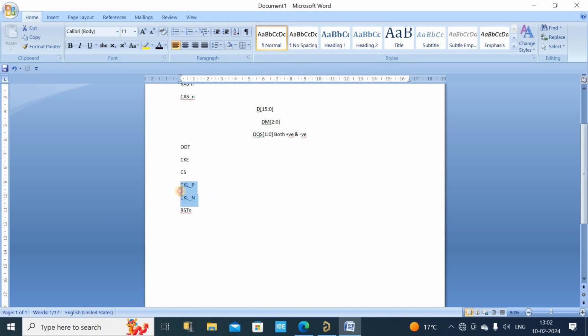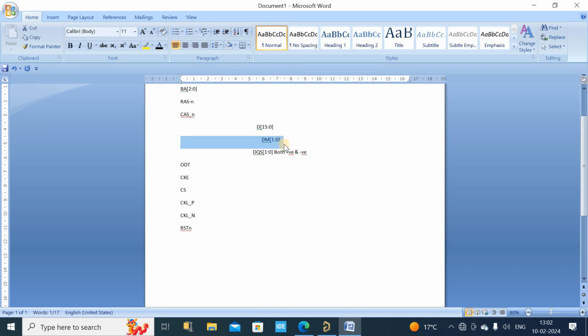And then we have the differential clock signals, and on the other side we have 16-bit bidirectional data lines. In order to indicate that the data bits on the data lines are valid, we use the data mask signals. Sorry, this should be one only: 2 bits of data mask signals, one for each byte, lower and upper. And then we have two pairs of data strobe signals, labeled DQS positive and DQS negative.